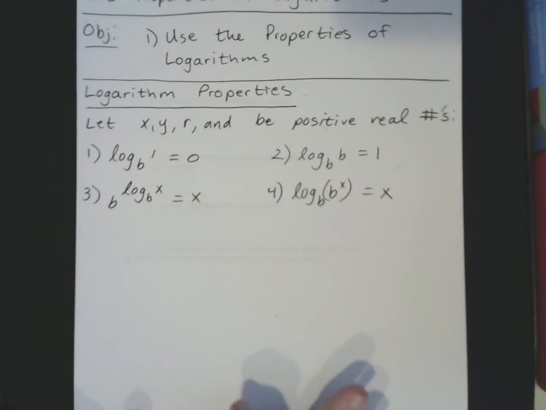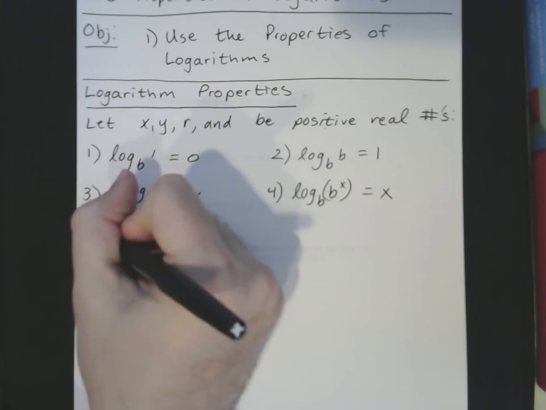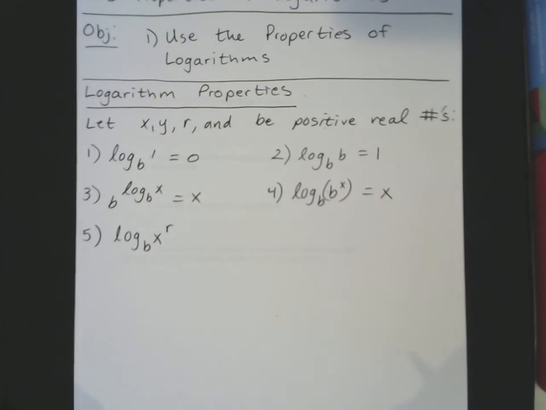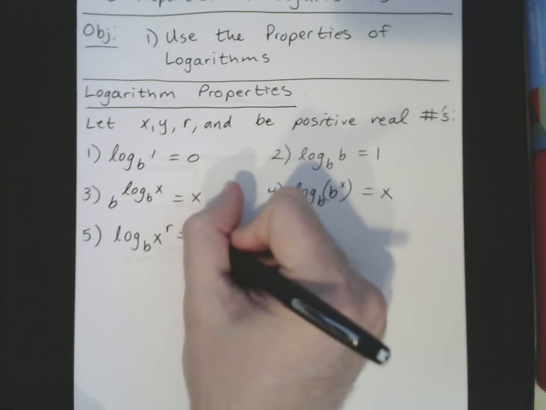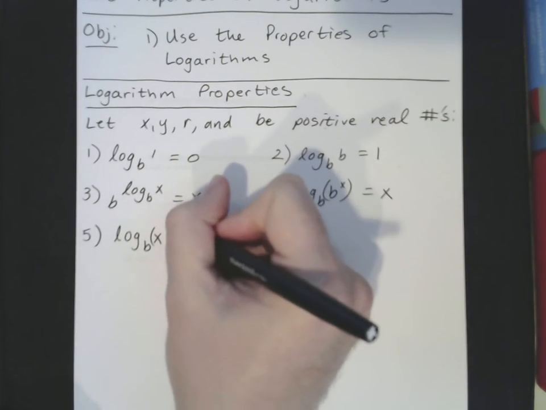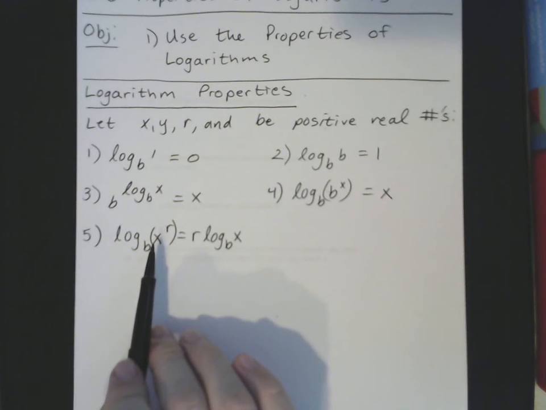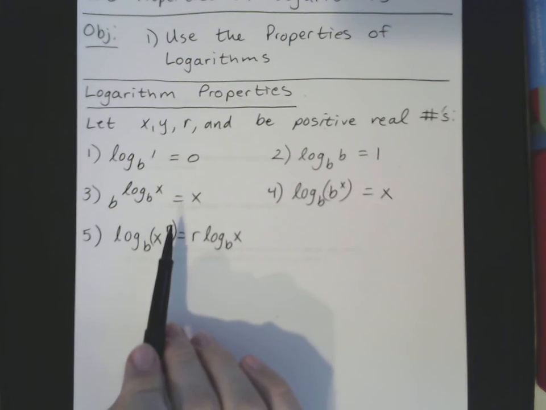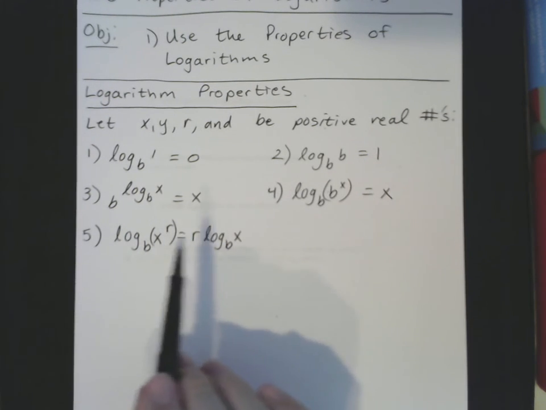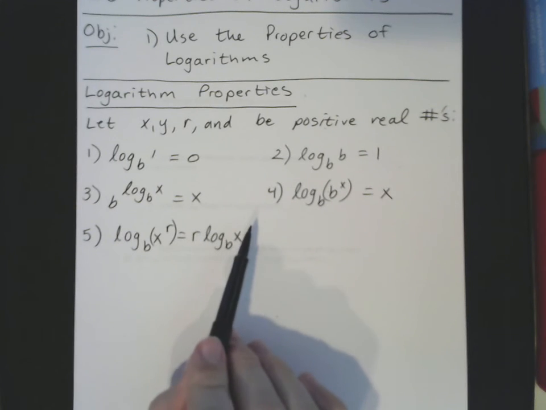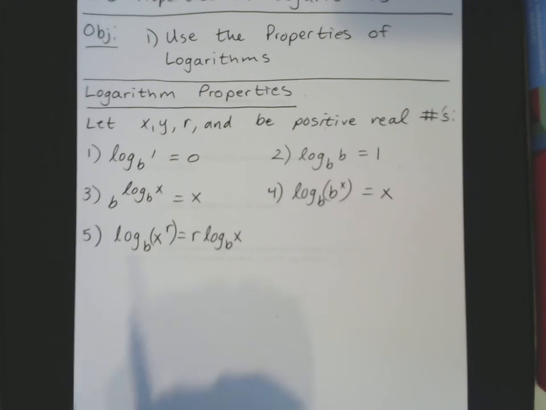So now we have some new ones. Number 5, log base b of x to the r equals r times log base b of x. So when you have an exponent on a single term inside the argument of the logarithm, you're allowed to bring that down to the front, is usually what we say. This comes down in front of it. And remember, these are equalities, so you can go in either direction. If you have a constant on the outside of a logarithm, you can bring that constant up as an exponent here.